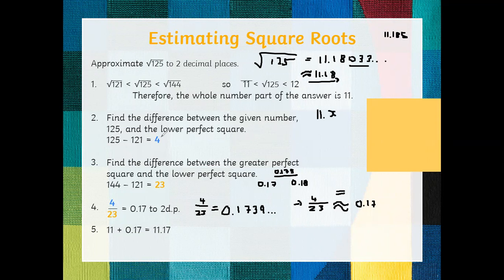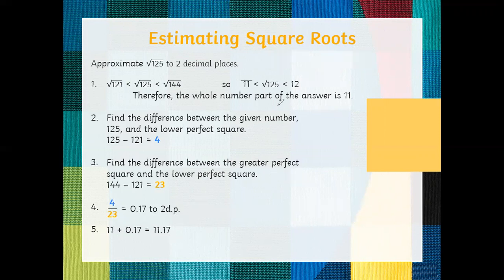And then we find the difference between the given number and the lower perfect square, which is 4, and then the difference between the greater perfect square and the lower perfect square, which is 23. And then we use that to get this fraction here, and we find that it's 0.17 to 2 decimal points. And then we just add here, so we know it's 11 point something plus the 0.17. And then we get a final answer of 11.17. I'm just going to clear all this, and then you guys can pause and read through all of that again if you want, and try and make yourself understand that.